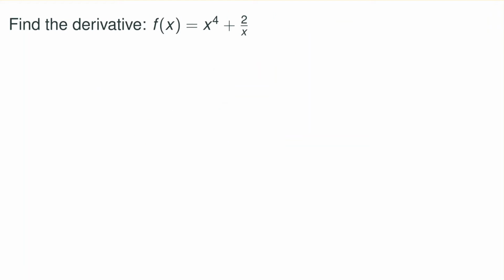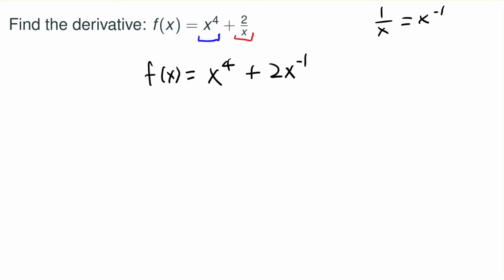Find the derivative of the function x to the 4th plus 2 over x. Now here, for this part, we can just use the power rule. But what do we do here? Before we actually proceed, we can rewrite this function as x to the 4th plus 2 times x to the negative 1 power, because 1 over x is equal to x to the negative 1 power. The reason we do that is so that now we can just apply the power rule.